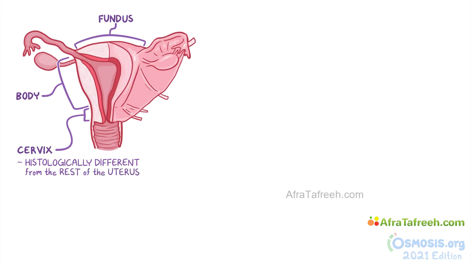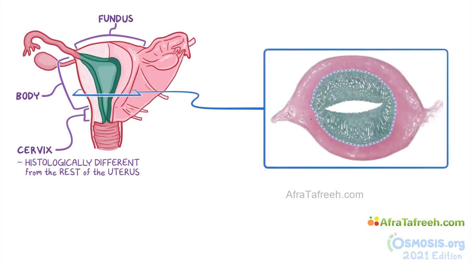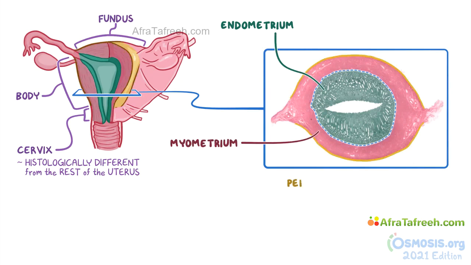This video will just focus on the fundus and body of the uterus, which consist of 3 major layers: the inner endometrium, myometrium, and outer perimetrium, although the perimetrium is too thin to easily see in this image.